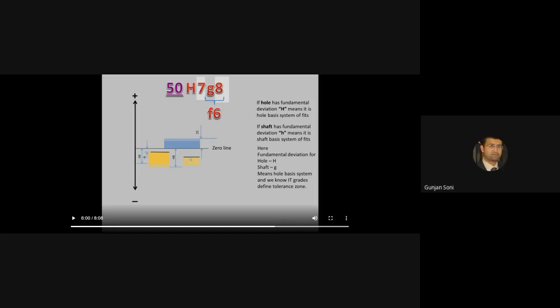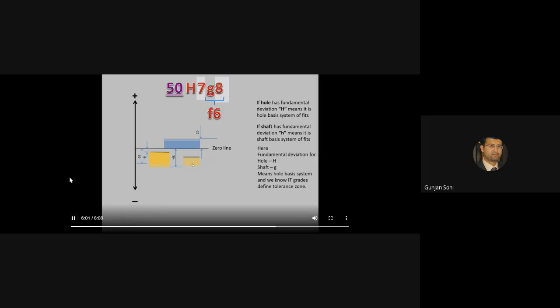Okay, so we'll continue where we were discussing the last time. So this video we were talking about is about the ISO system of limits and fits, and this nomenclature that we are looking at right now is part of something which we are going to do later. So it is important that all these fundamentals are clear.